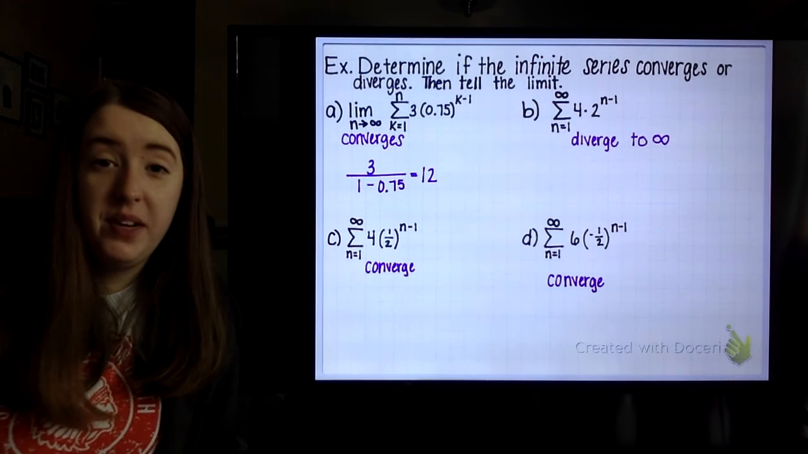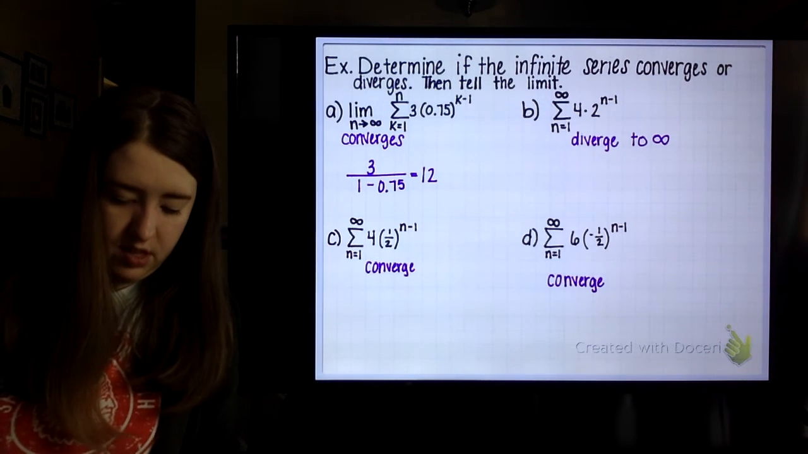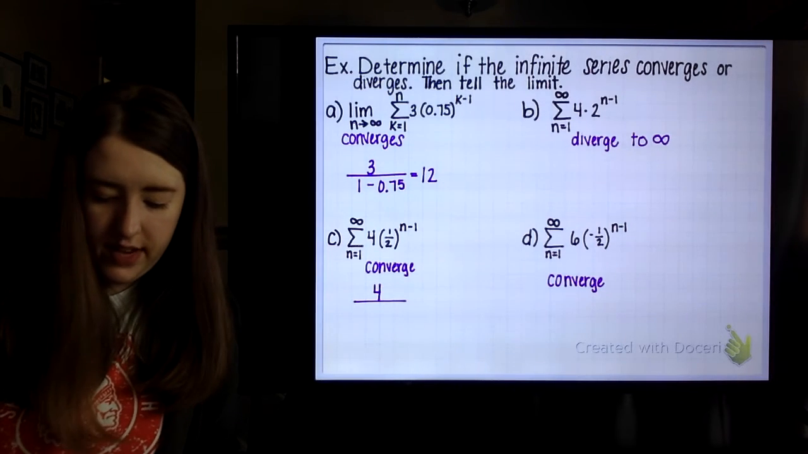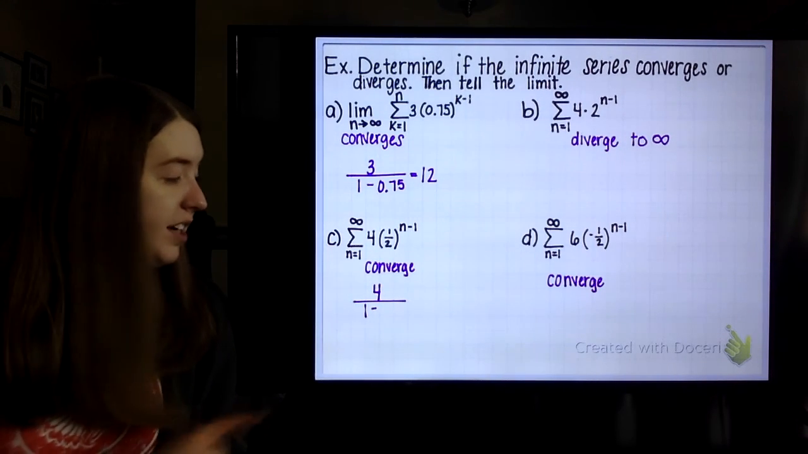Over here on this next one, we know that it converges. So we need to take our first term, which is 4, divided by 1 minus my common ratio, which was a half.